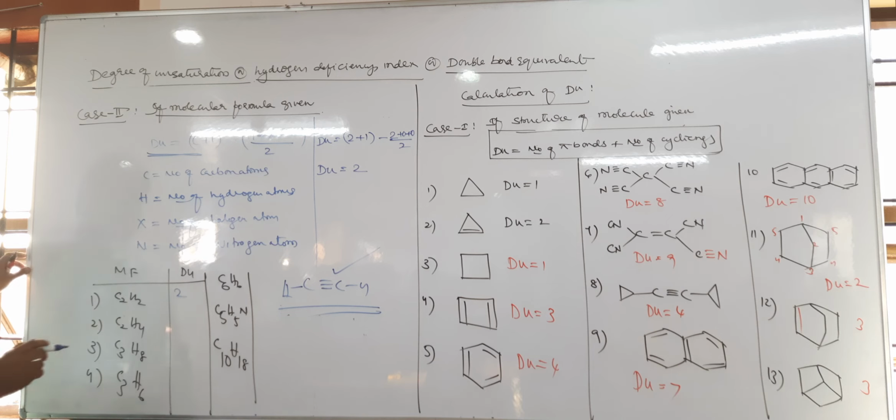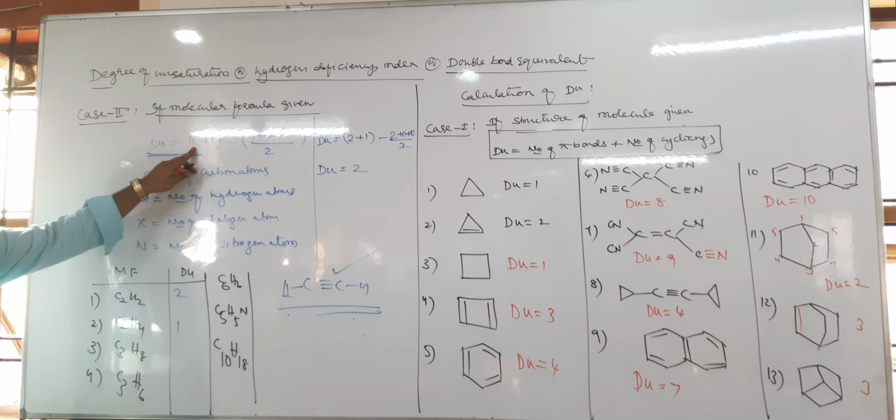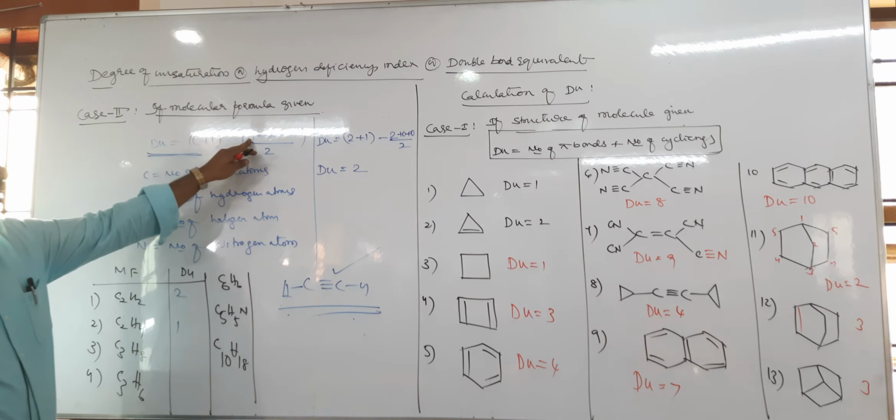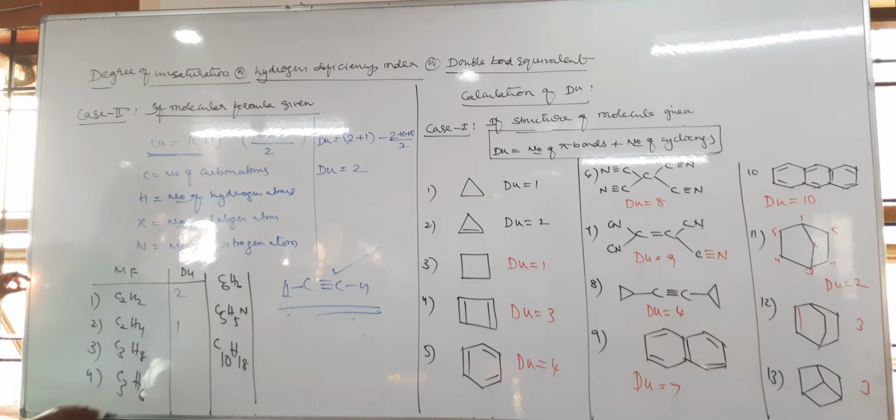Next, second one, DU equal to 1, no? Next, C3H6. DU equals C plus 1, 3 plus 1, 4, minus hydrogen by 2, 6 by 2, 3. 4 minus 3, 1. DU is 1, meaning 1 pi bond or 1 cyclic ring.